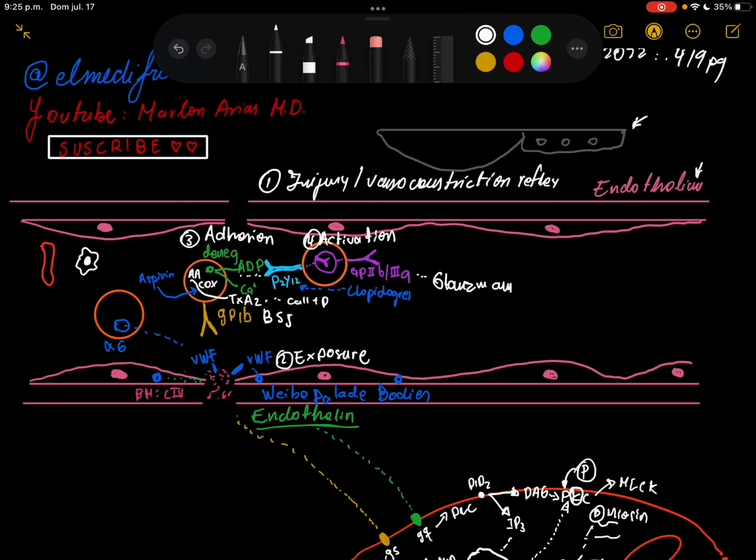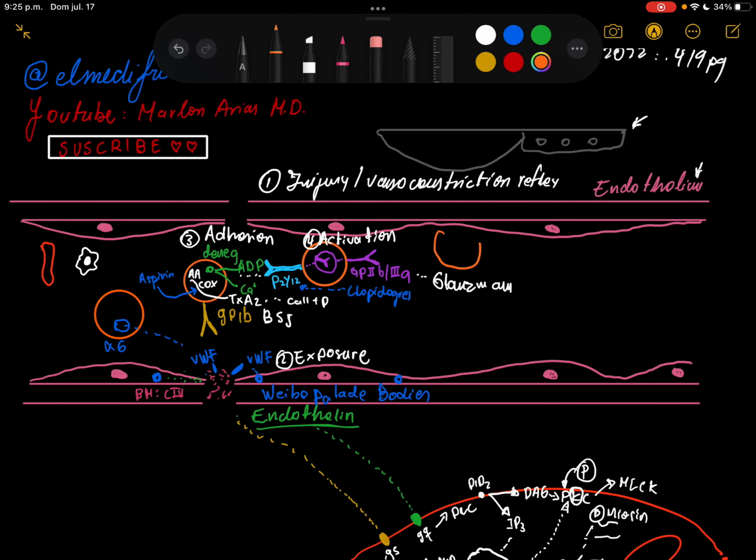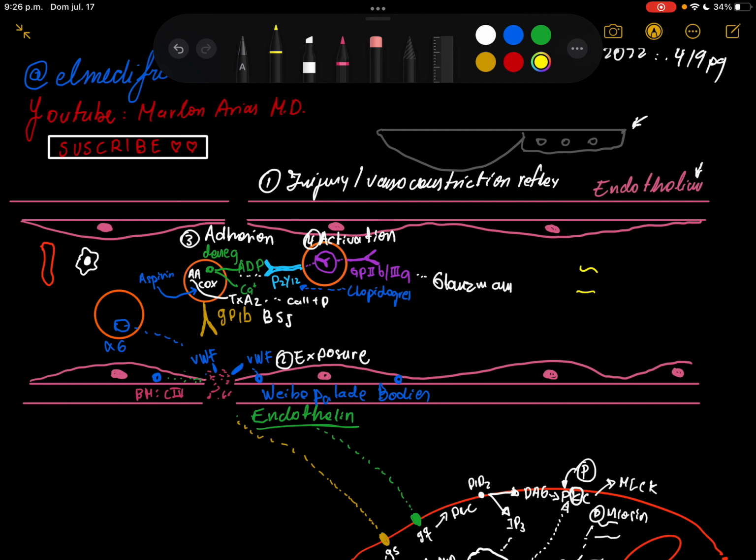Bernard-Soulier syndrome is a deficiency in GP1B, and we have the von Willebrand deficiency. So keep in mind all these things. Okay, what happens next is that this receptor that we have in our platelet is going to bind with an important substance that we have in the bloodstream, and you know the name, it is fibrinogen.